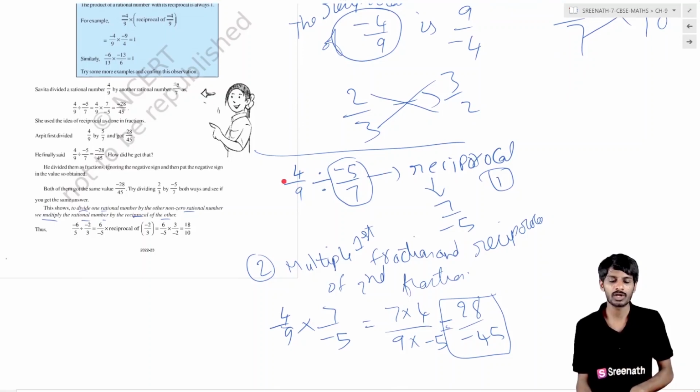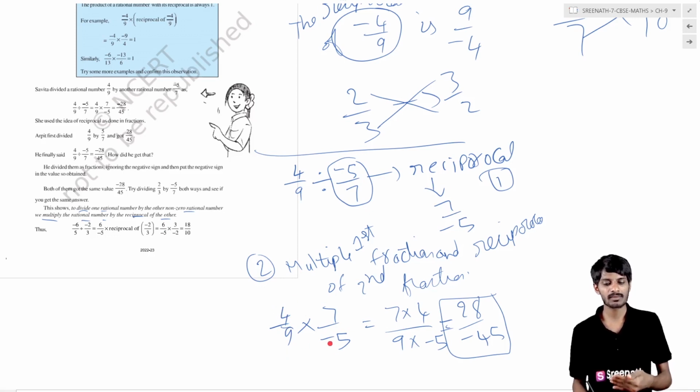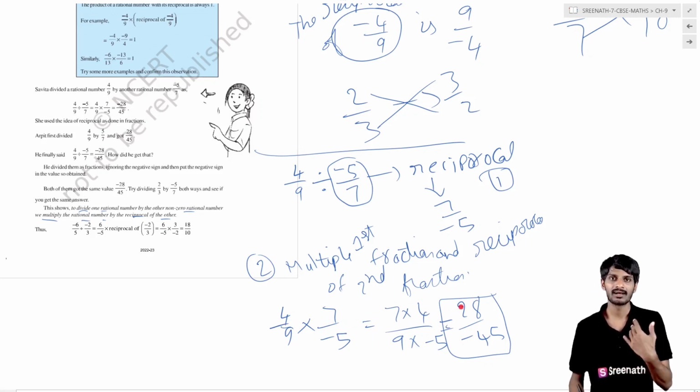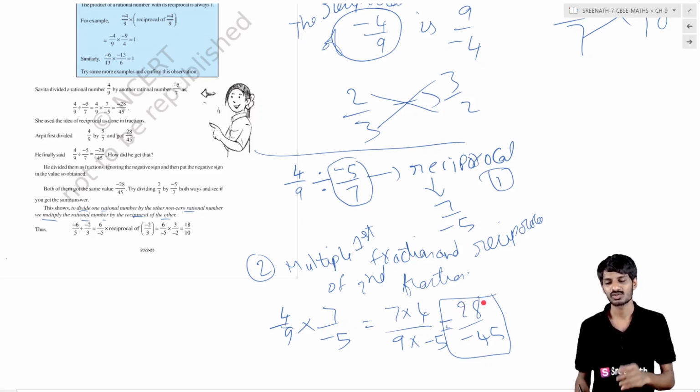So how will you divide two fractional numbers? It is very simple. If you want to divide two rational numbers, first find the reciprocal of the second number. This is the first step. And what is the second step? We have to multiply the first fraction, that is 4 by 9, with the reciprocal of the second fraction. The reciprocal is 7 by minus 5. That's it. Then it becomes the multiplication of two rational numbers. It is very easy. Multiply numerators, multiply denominators, then you will get the answer. So that is about division of rational numbers.